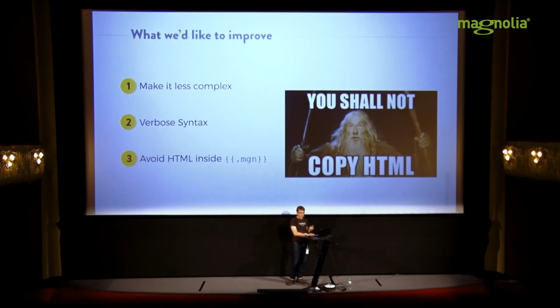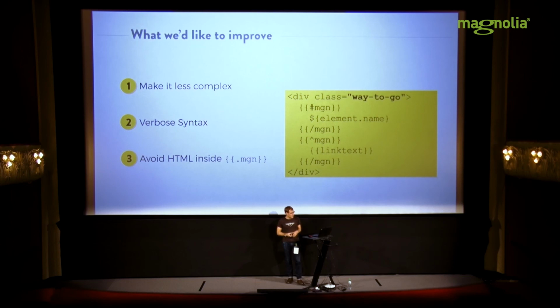So one rule that we don't really enforce, but you shall not copy HTML. The way to go is this: always make sure that the syntax, the HTML part, is kind of outside of these forks between Magnolia and the styleguide.